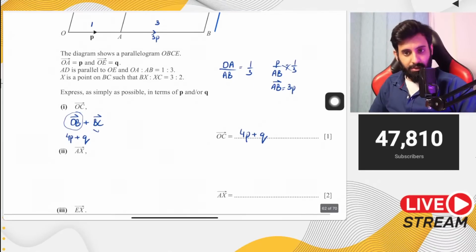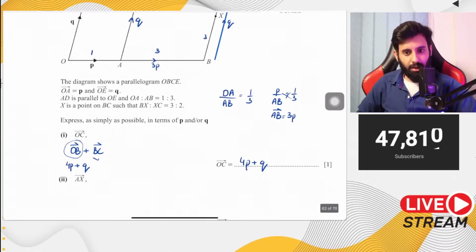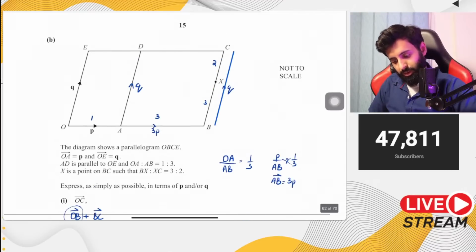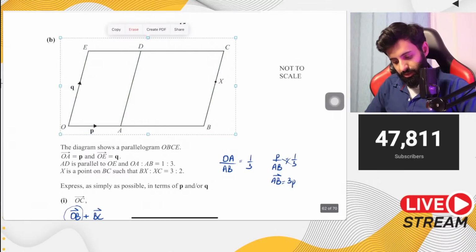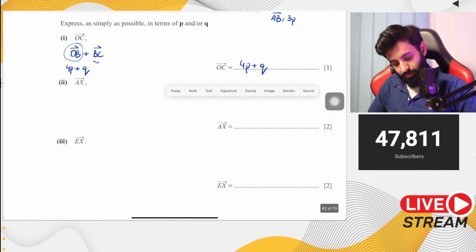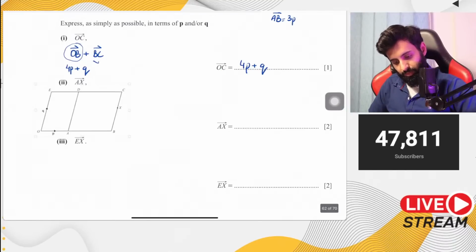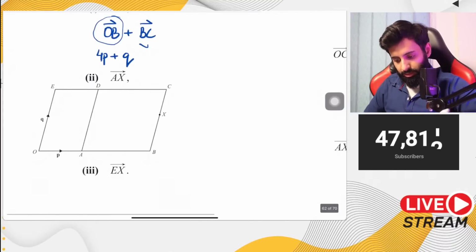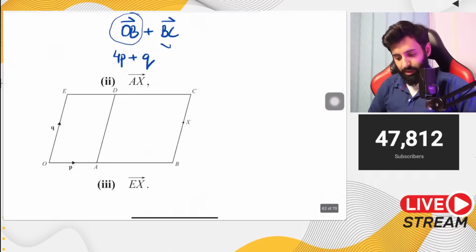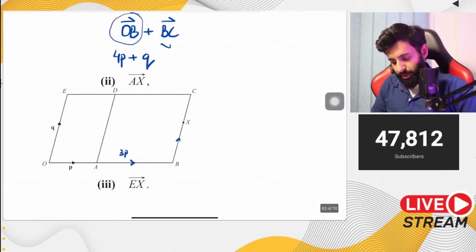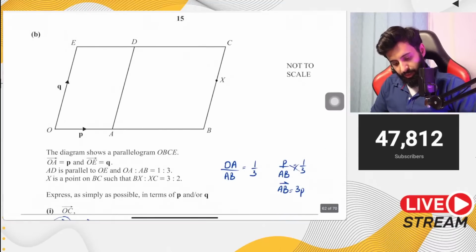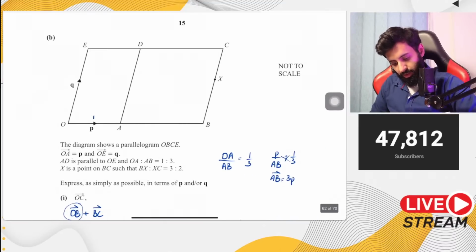Then you need to find out AX. So how can I find out AX? Let's clean this up. Let's take a picture of this and bring it here. So to find AX, I need to go from A to B, which I know is 3P. Then I need to go from B to X. Now what do I know about BX? Previously we wrote this as 1 and 3 and this as 3 and 2. So this was 3P.